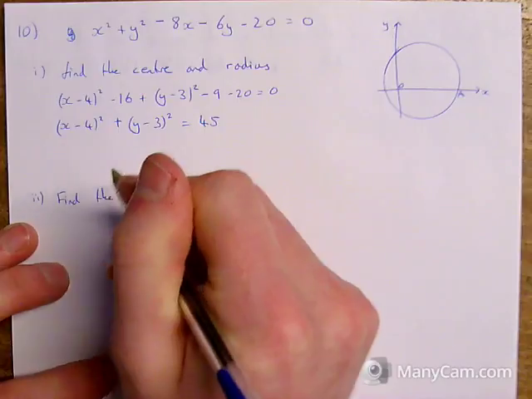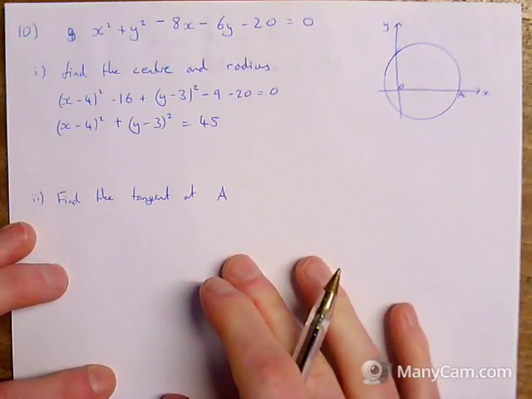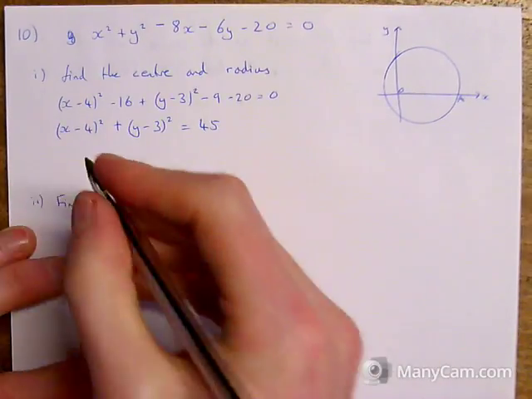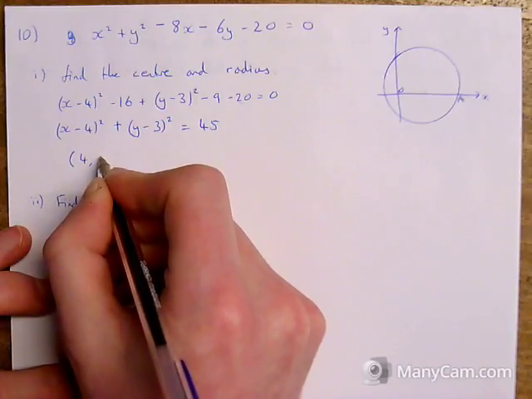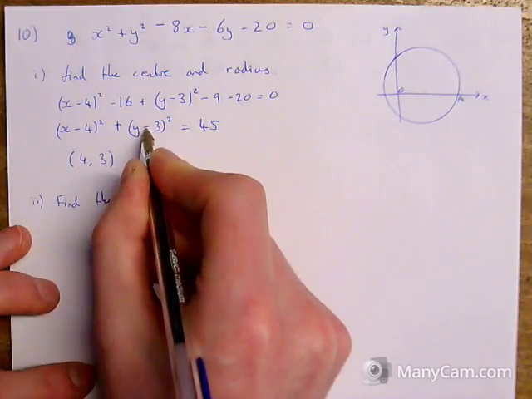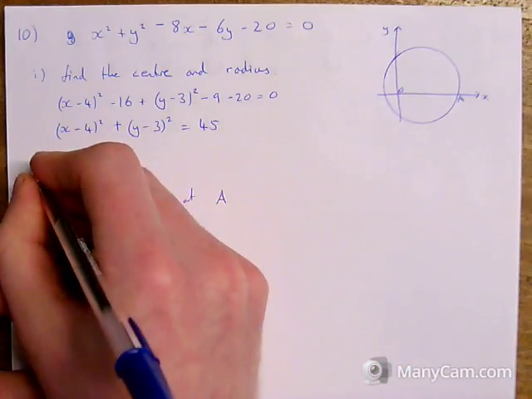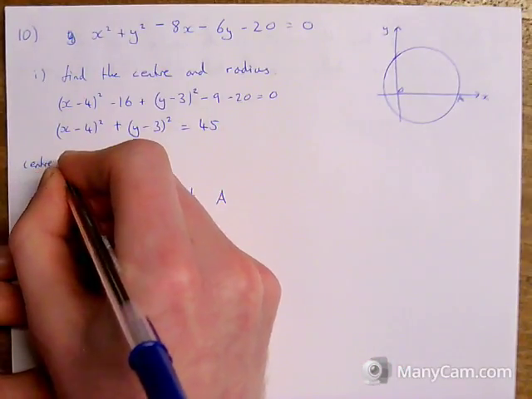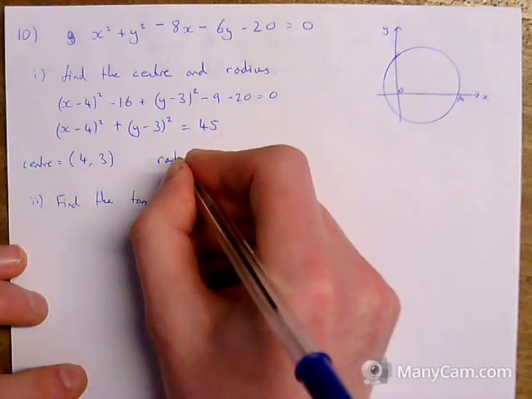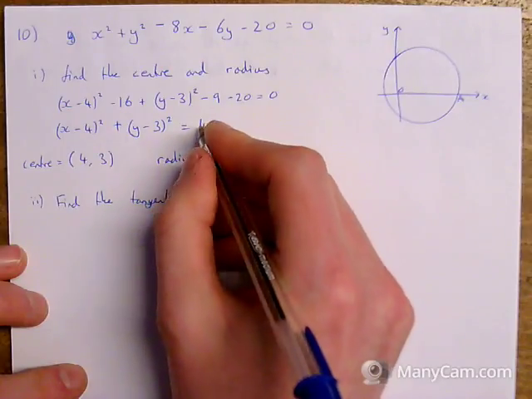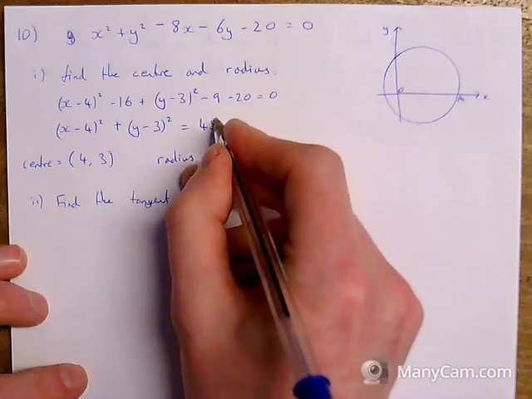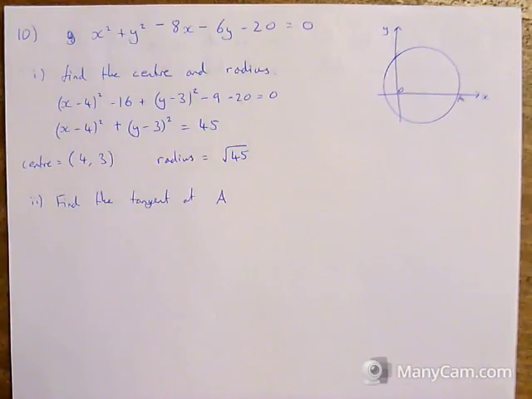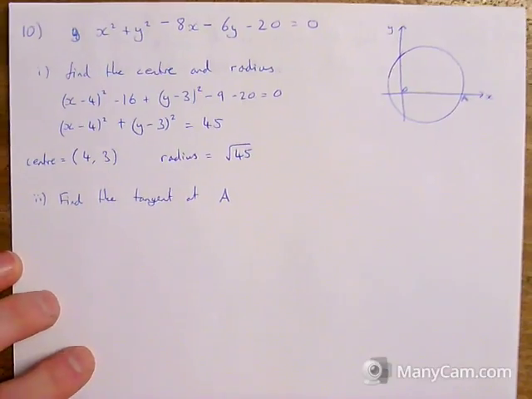So from that equation now, I can easily tell you what the centre is and what the radius is. So the centre is going to be, the x coordinate is 4 and the y coordinate is 3, just by changing the signs that are in the middle there. So that's the centre of the circle. And then the radius of the circle is the square root of 45. It's just always the square root of the constant term on the other side. So that's the 4 marks for the first question, so that's 3 marks so far.